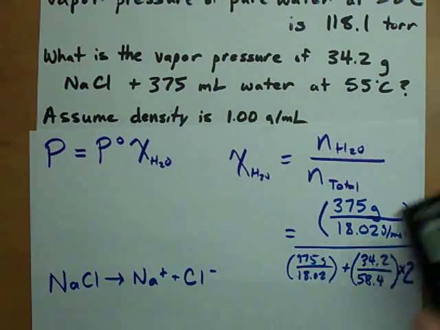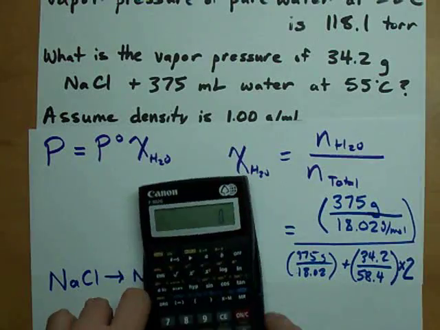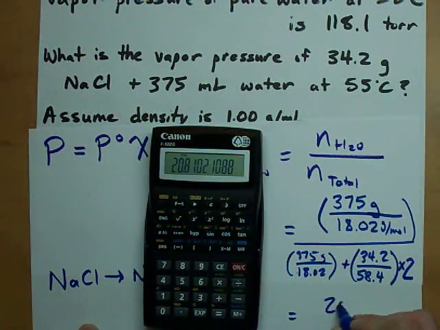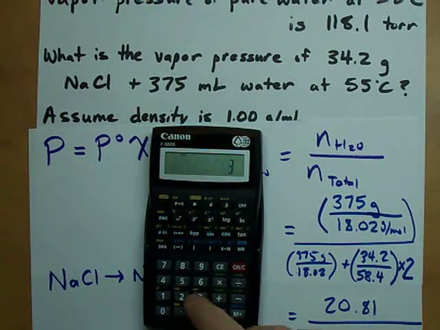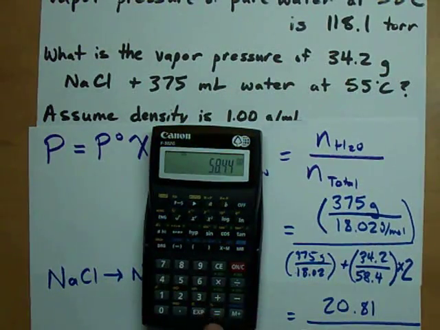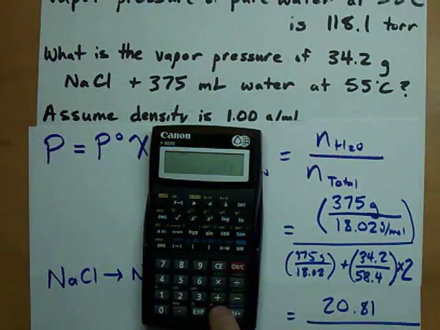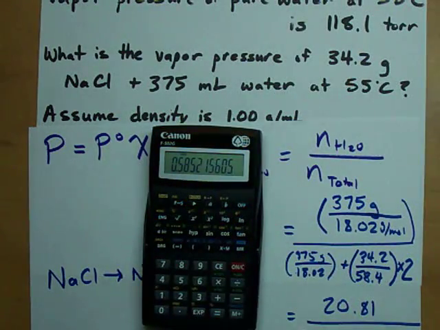I'm going to crunch the top and bottom separately for you. 375 divided by 18. Apparently I have 20.81 moles of water. And I have put in 34.2 grams of salt, which is 0.58 moles.